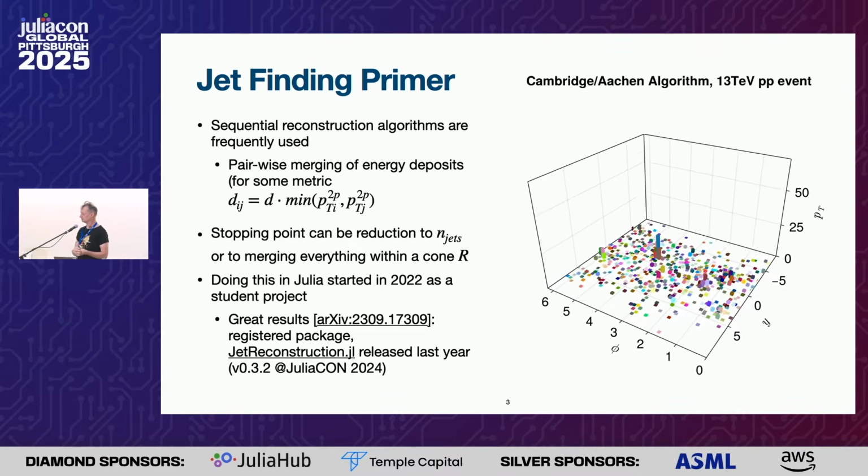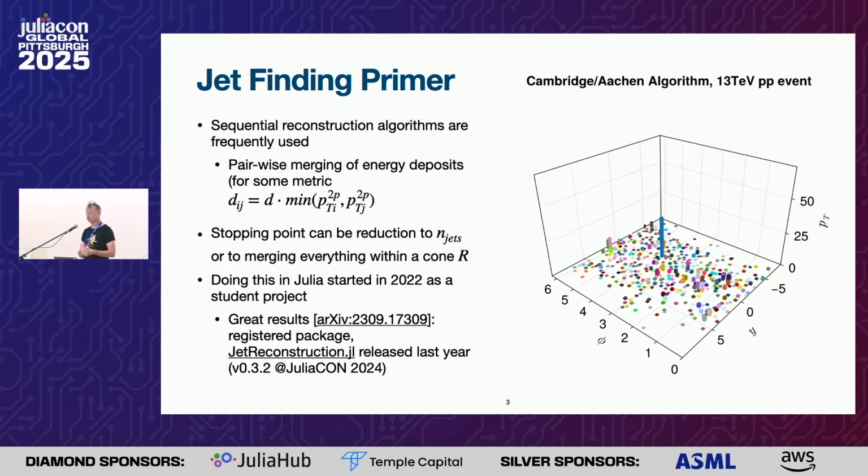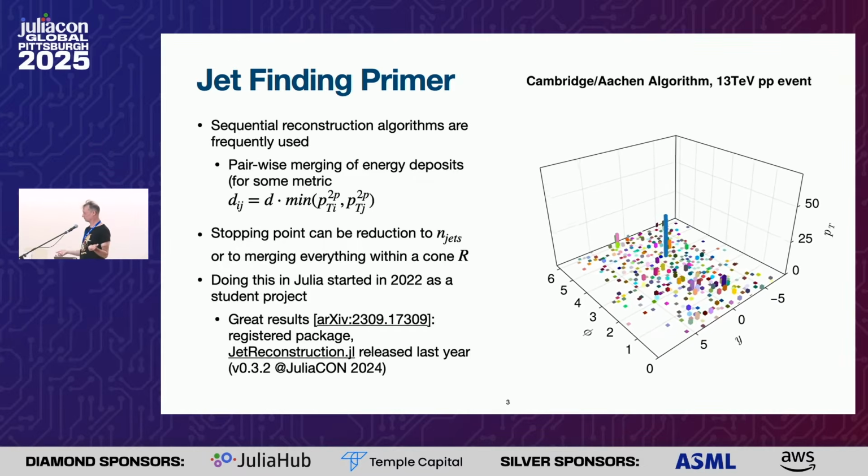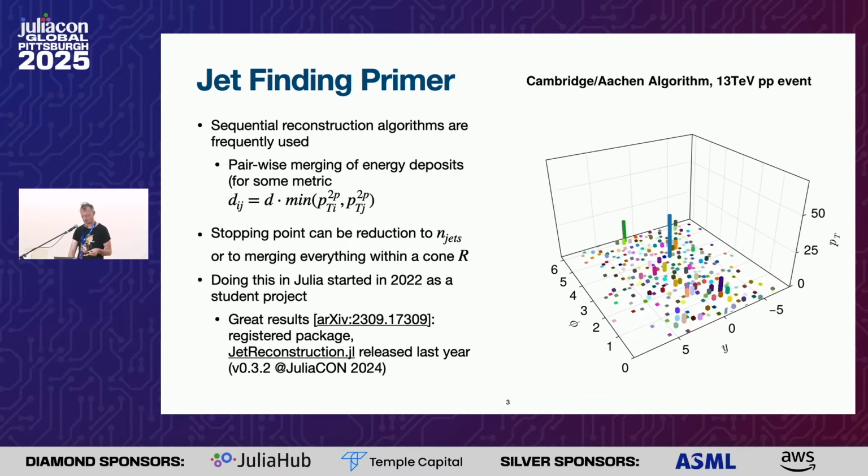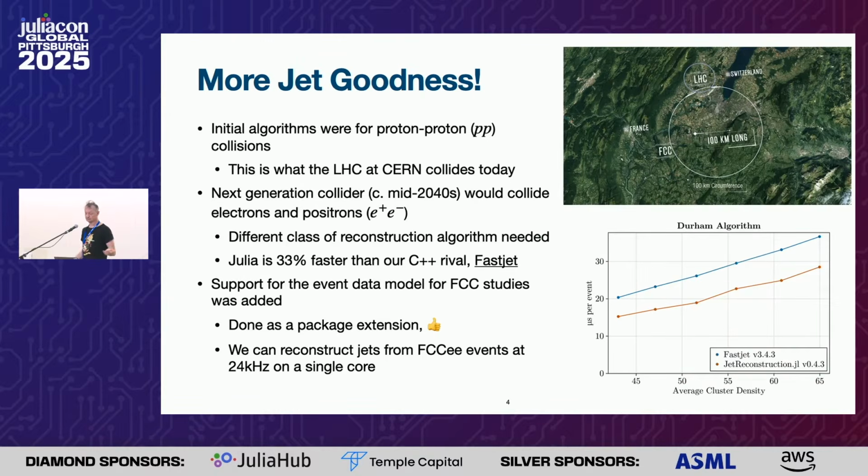This project started off in 2022 as a student project, just a kind of proof of concept. Can we do high energy physics algorithms in Julia? And we were so impressed with the results that we went ahead and we released a package about a year ago.